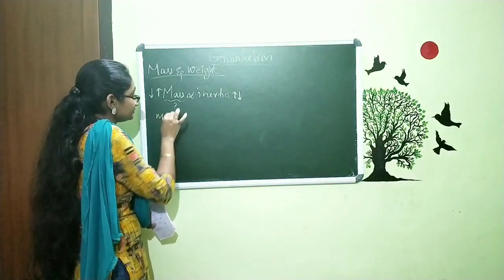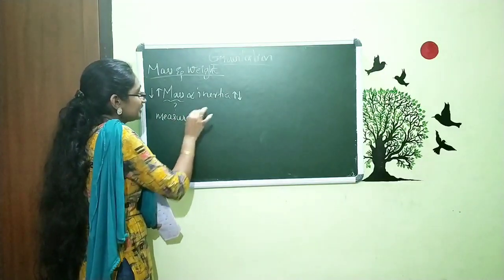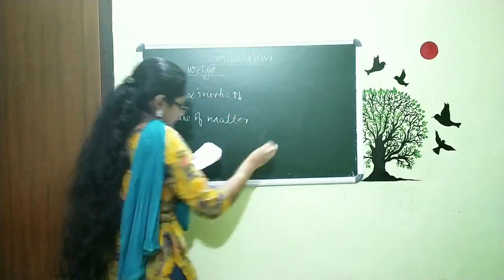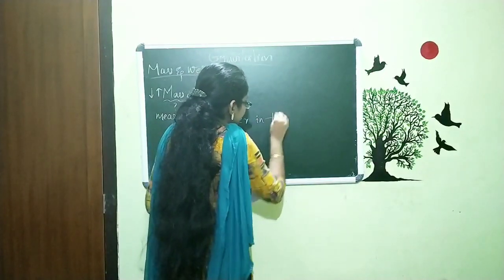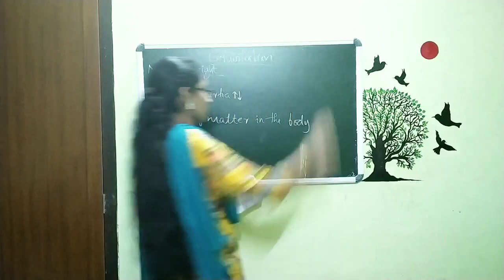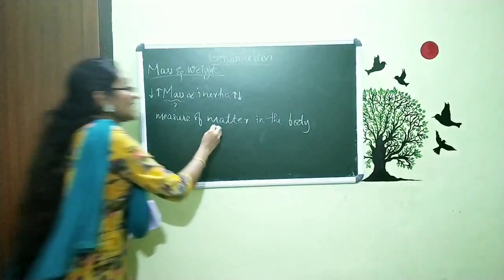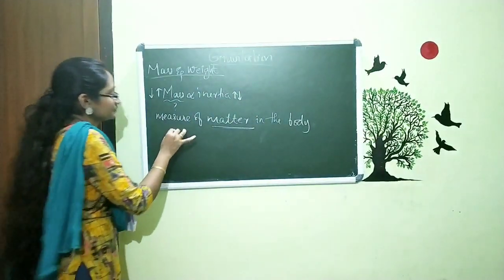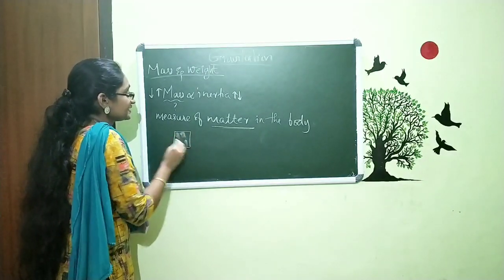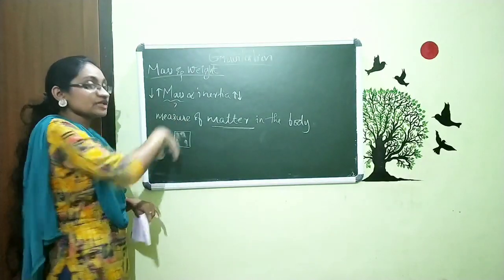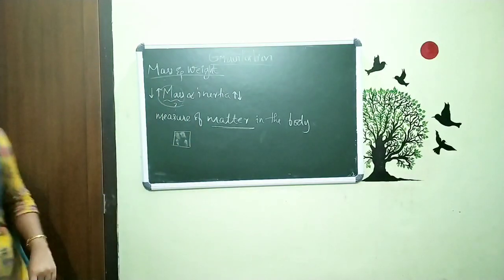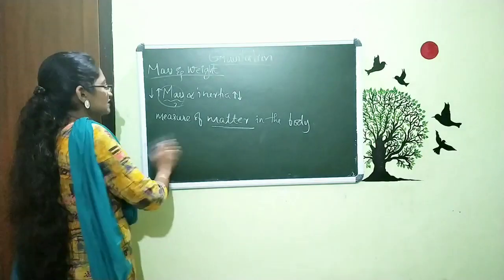Mass is the measure of matter in the body. Measure of matter. That means when we have a body, the measure of matter included in that body is what? Mass. That is the matter we already said.